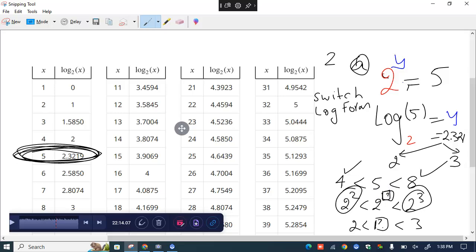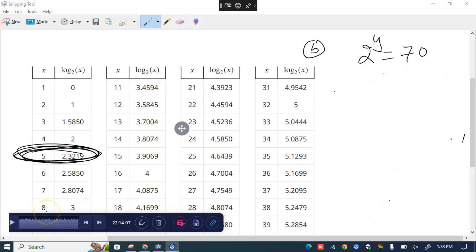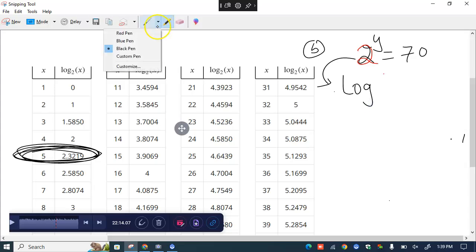Okay, so let's do 2 raised to y is 70. Step 1, change this to the log form. The base is 2. When you write the log, I always write the base first, which is the 2, at the bottom. Then the output was 70, so it becomes the input here: 70. And the y, the blue, is this piece, which goes by itself. This is how you solve for y.